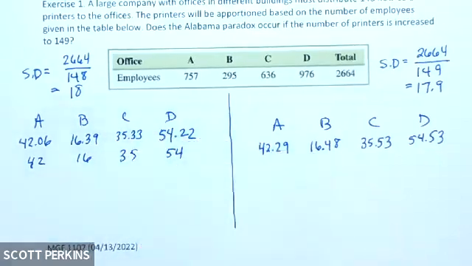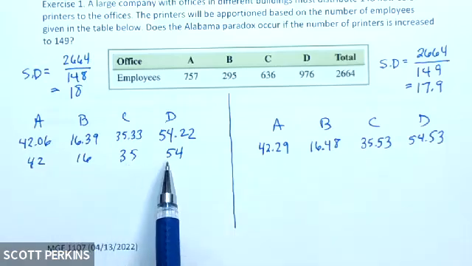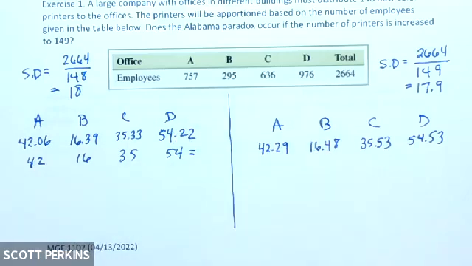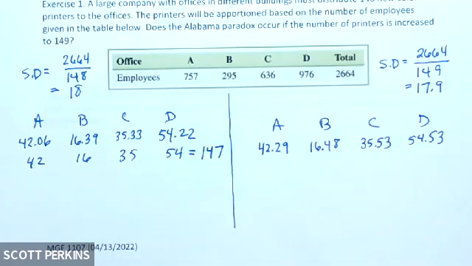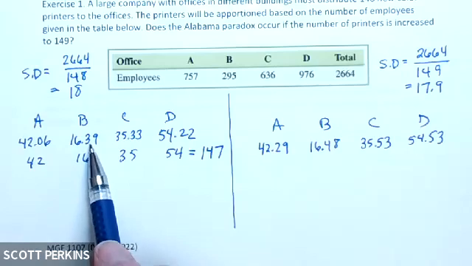Up till now, does anyone have any different numbers than me that we need to talk about and see who's got it right, who's got it wrong? Okay. And so 42 and 16, 35, 54, what does that add up to? 147. Everybody good with that? So I have one more printer I have to apportion, and that one more printer is going to go to office B because they have the highest decimal that was left off.